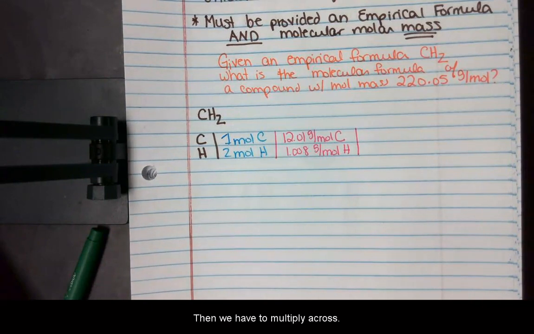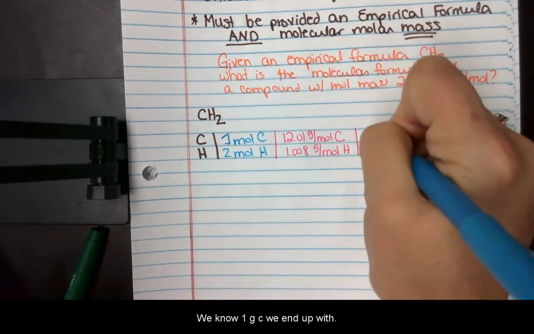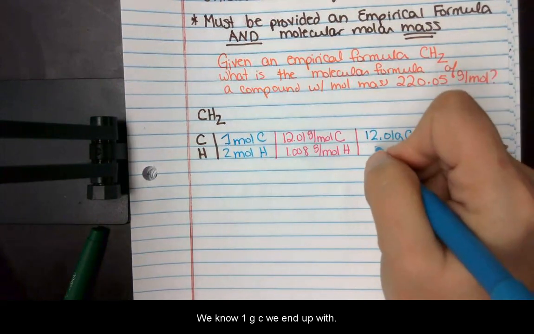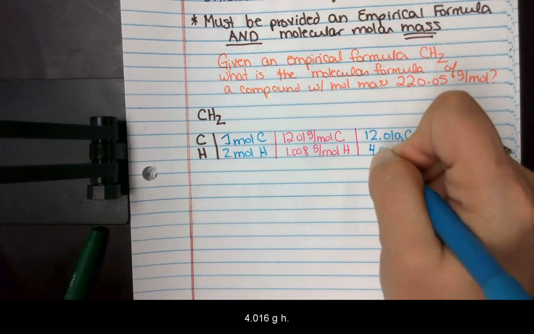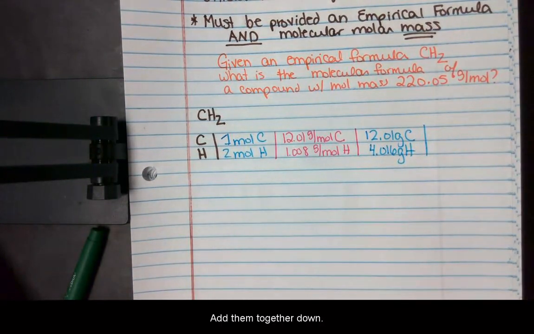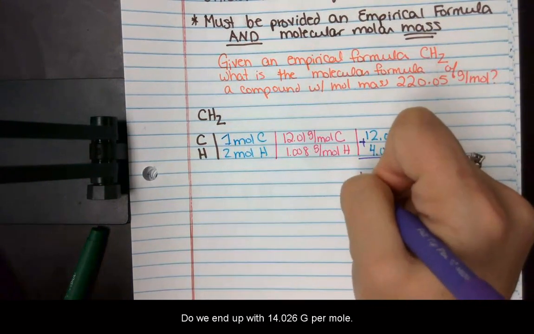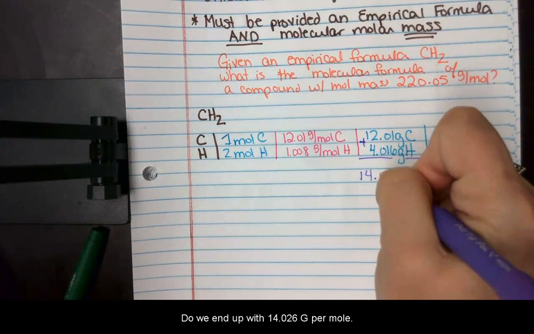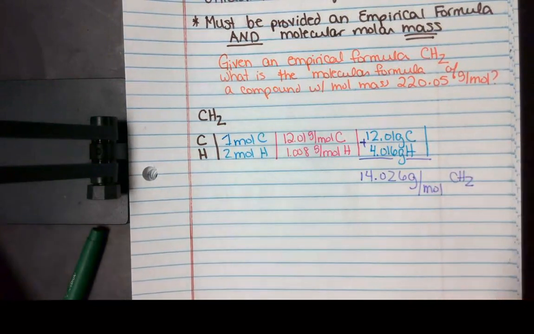Then you multiply across. So 1 times 12.01 is 12.01 grams C, and we end up with 2.016 grams H. You add them together down. So we end up with 14.026 grams per mole CH2.